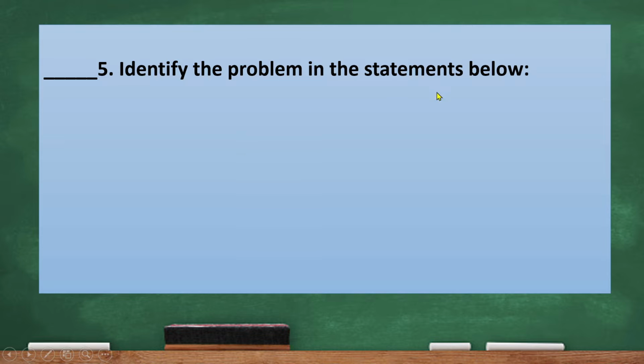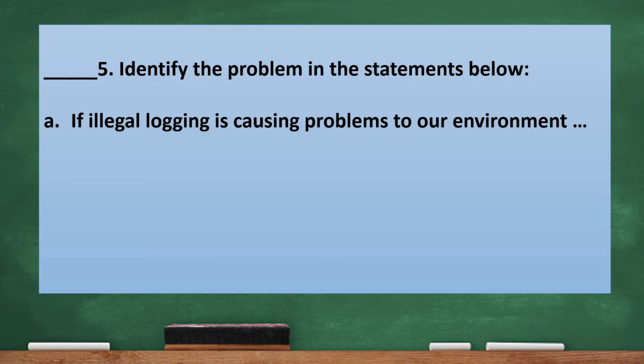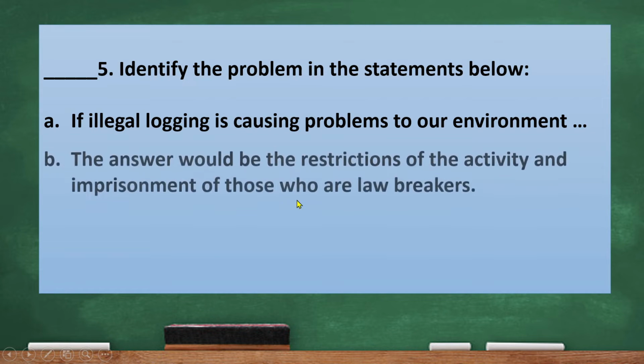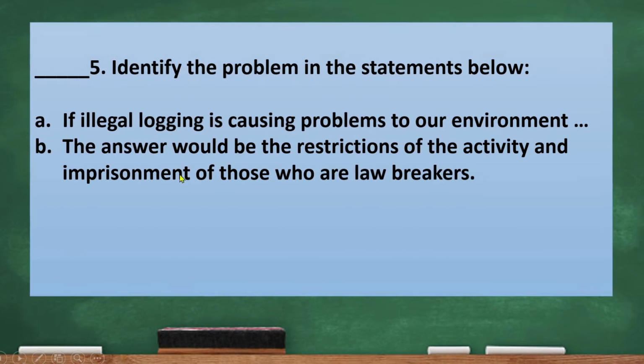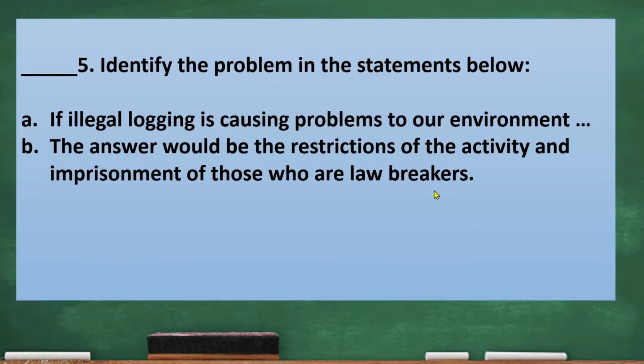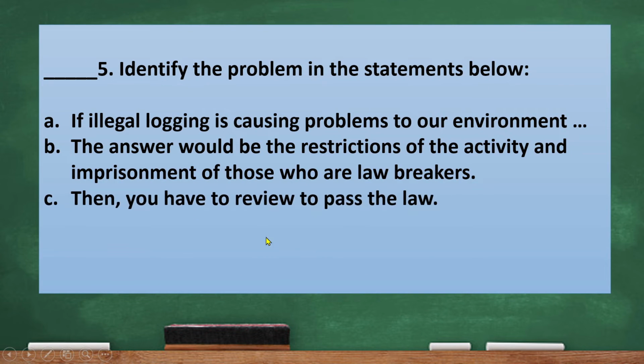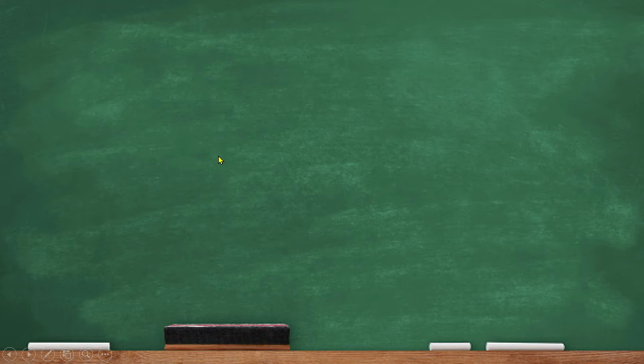Identify the problem in the statements below. A. If illegal logging is causing problems to our environment. B. The answer would be the restrictions of the activity and imprisonment of those who are law breakers. C. Then you have to review to pass the law. And D. None of the above. Identify which of these statements is a problem. Okay, let's proceed with the next slide.